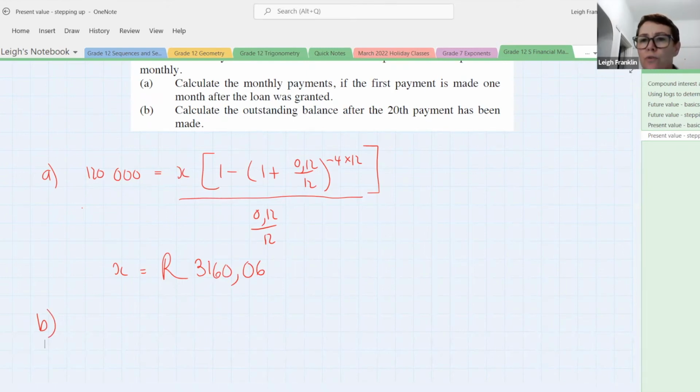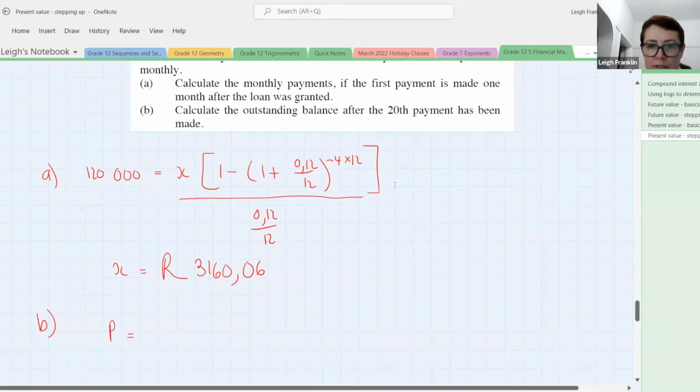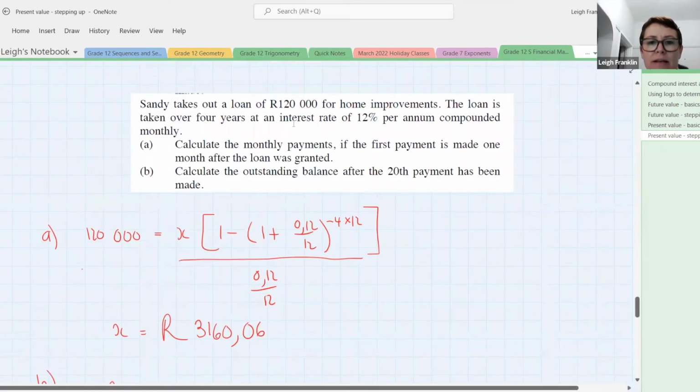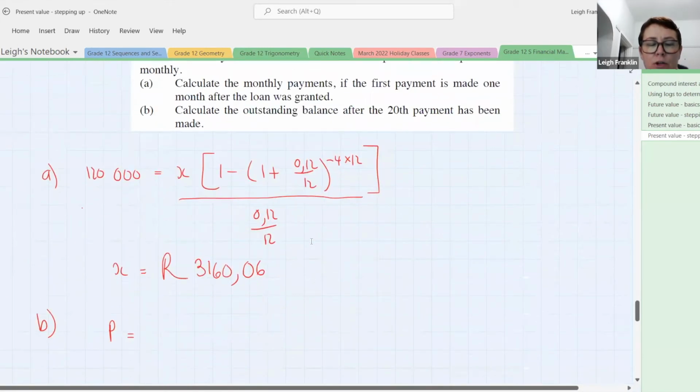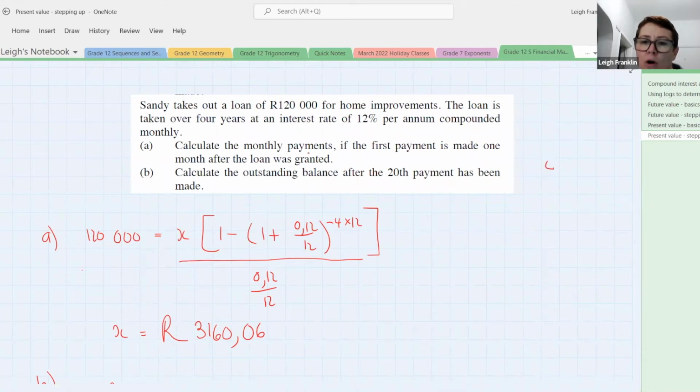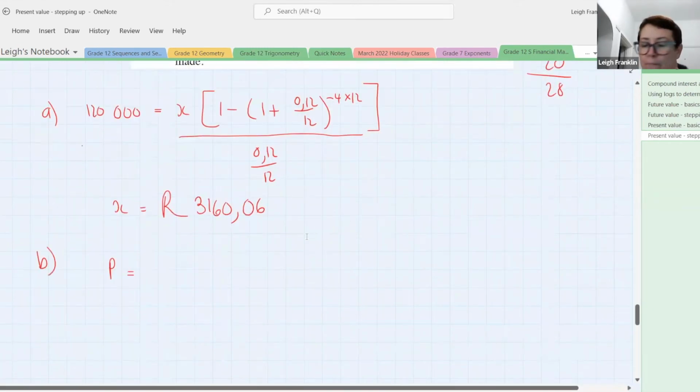So let's look at the two different ways in which we are able to do this. Let's consider present value first. Now we want to calculate the balance outstanding, so the present value of the annuity, when there are still how many payments that need to be made. Calculate the outstanding balance after the 20th payment has been made. So how many payments are being made here? There are 48 of them. If Sandy has made 20 payments, it means that she still needs to make another 28.